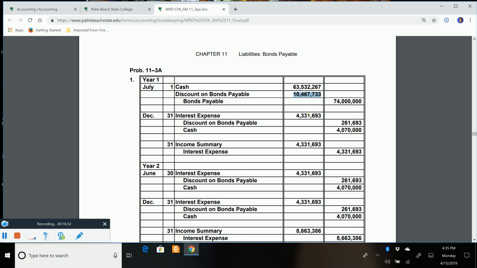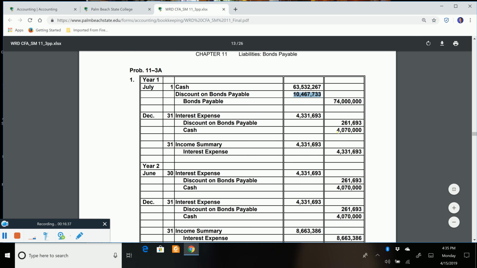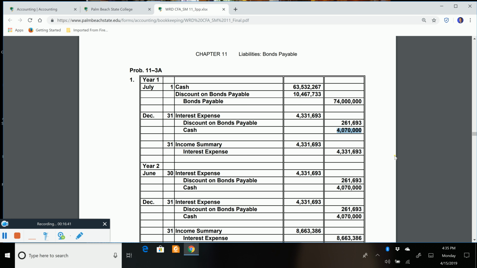Six months later, we paid the semi-annual interest on the bonds, and the interest, which is right here, $4,070,000. We're going to use our interest formula, which is principal of $74 million times interest rate of 11% times time, which is a half a year. And if you work out the math, it's $4,070,000. In addition to recording the cash payment to the bondholders, the discount of $10,467,000 will need to be amortized.